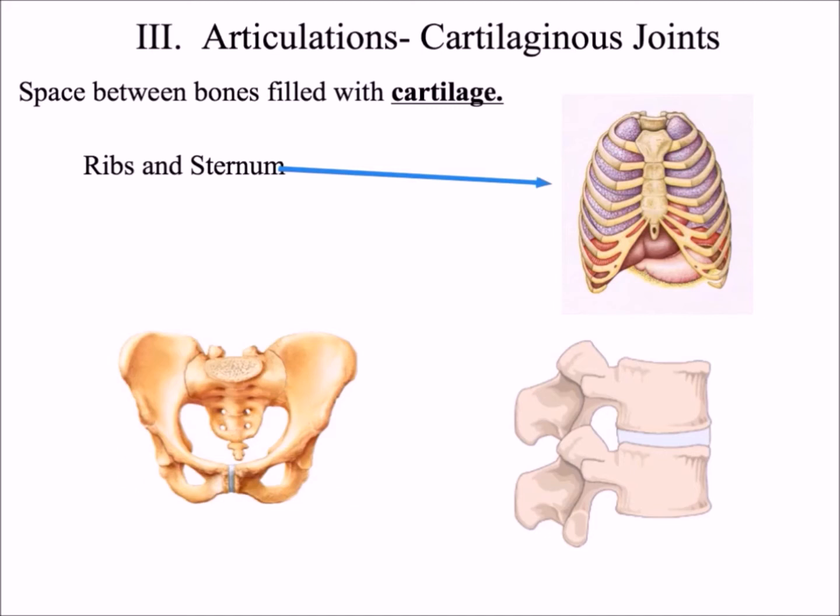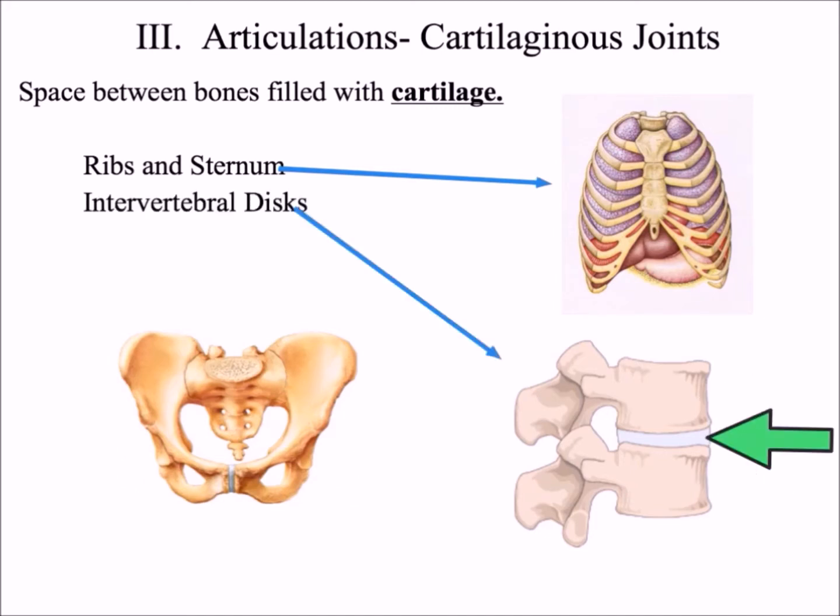Another type of cartilaginous joint is a joint between two vertebrae, in which an intervertebral disc or fibrocartilage pad is found between adjacent vertebrae. And a last example of a cartilaginous joint would be the pubic symphysis, in which a fibrocartilage pad is found between the two pubic bones.